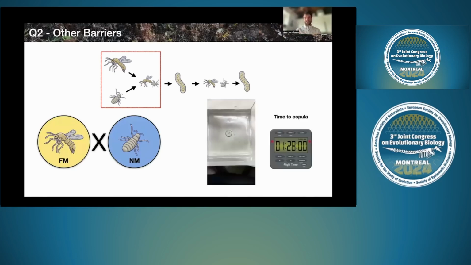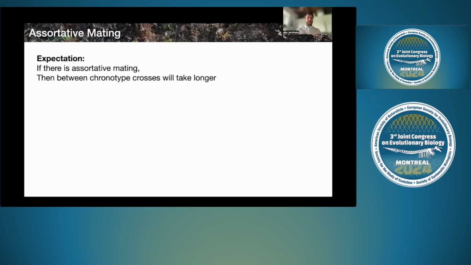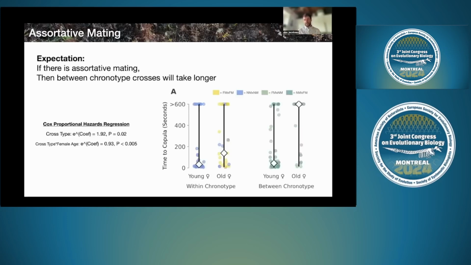The way we did this is we took one male and one female and put them in this little arena that you can see, and we timed how long it took for the male to copulate with the female. The expectation was that if there was some sort of assortative mating, then the between chronotype crosses, like full moon to new moon or new moon to full moon, would take longer than the within chronotype crosses, because there would be some sort of reluctance of the male to mate with the female. And when we look at the data, that's exactly what we see.